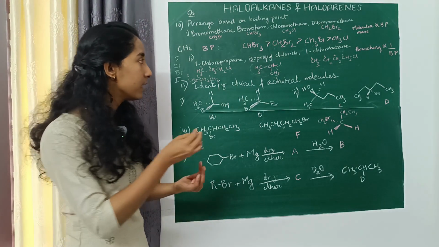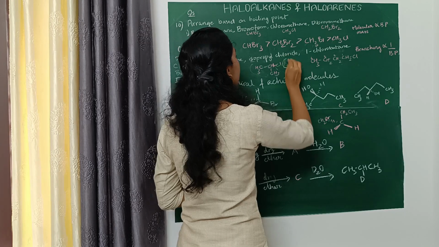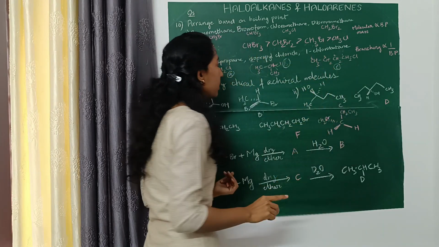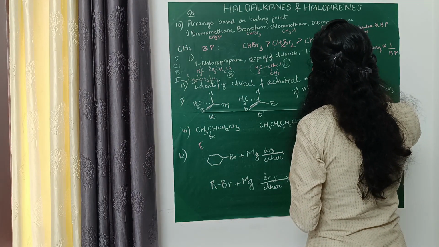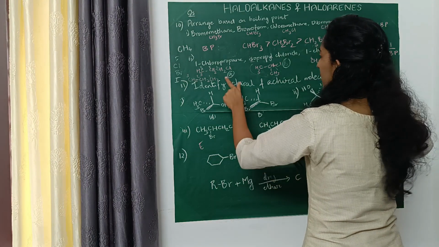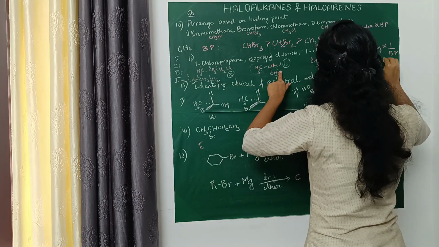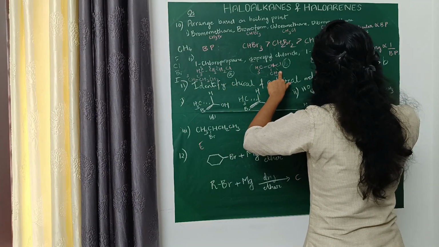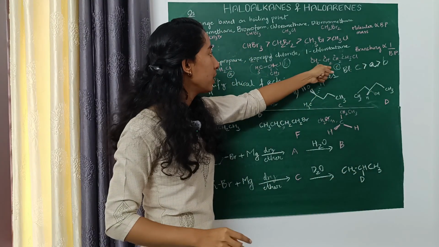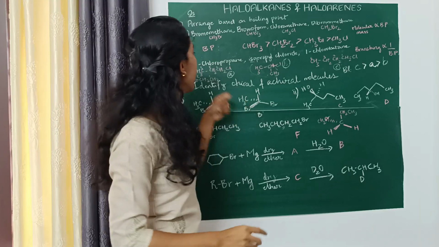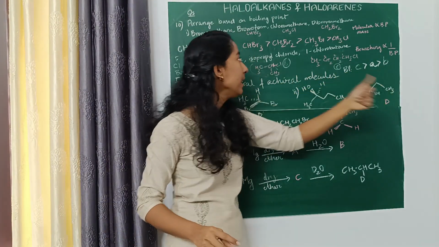So if you write this as A, this as B and this as C, how do you write it? Basically this has the higher boiling point, C, and then 1-chloropropane, which is A, and then B, which is isopropyl chloride.